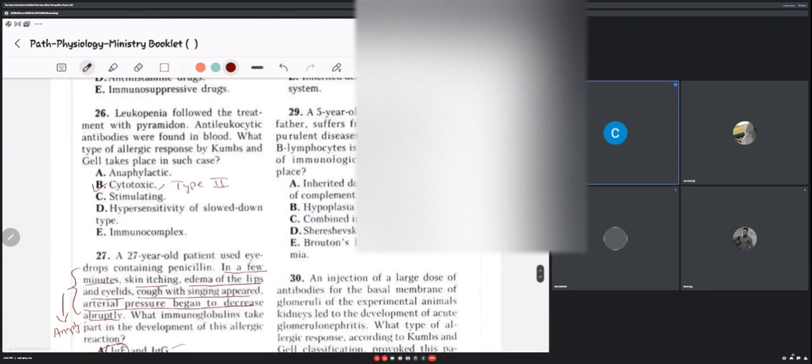Thank you. All right. So a 5-year-old boy, like his grandfather, suffers from pneumonias and purulent disease of the skin. In short, do I need to continue? There's B lymphocytes here. What's the answer? Bruton's disease.